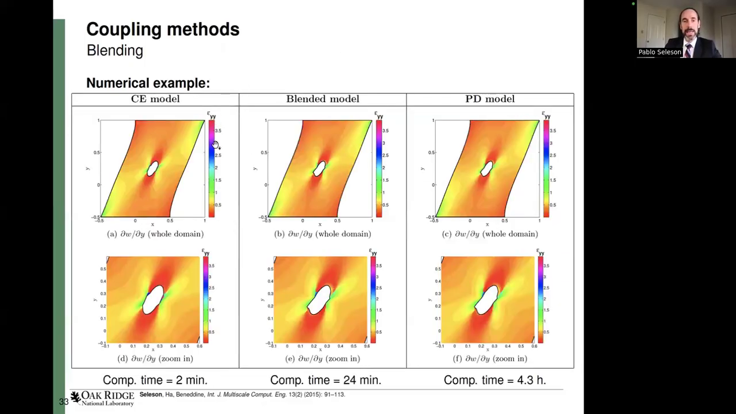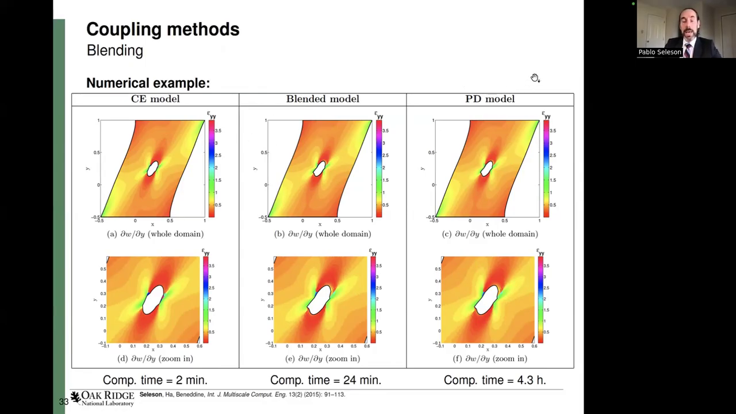We have on the left the classical model, in the middle the blended model, and on the right the peridynamic model. In the bottom we have a zoom in to the region around the slit, so we can better visualize the deformed slit. Now what we note is that if you look into the peridynamic result on the right, we see that far from the slit, things look very, very similar to the classical simulation.